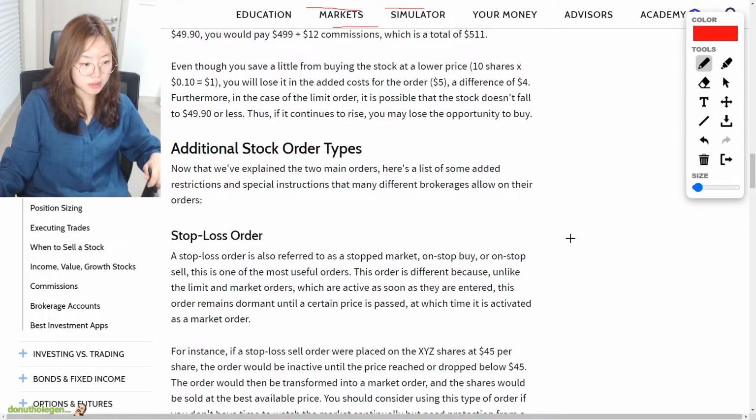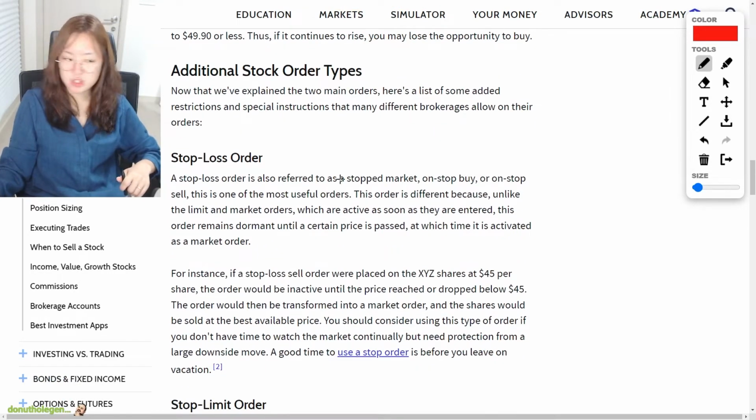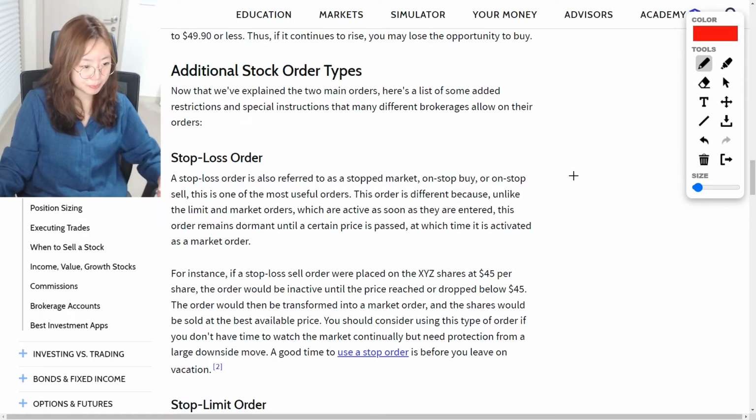Additional stock order types. There's stop loss order. I think we just mentioned that one. A stop loss order is also referred to as a stopped market, on stop buy, or on stop sell. This is one of the most useful orders. This order is different because unlike the limit and market orders, which are active as soon as they are entered, this order remains dormant until a certain price is passed, at which time it is activated as a market order.